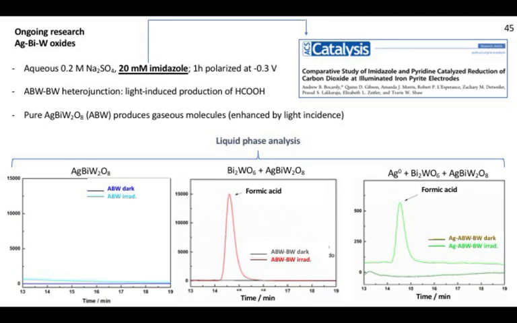So we synthesize the multiphasic compound, the material without the silver domains, and the pure phase ABW. And what we see is that when we evaluate the liquid phase after the electrolysis experiments, for the pure phase we don't see anything, but the compounds containing the heterojunction, bismuth tungstate, silver bismuth tungstate, we see formic acid production induced by light. So this indicates that these two samples undergo CO2 reduction reaction following the imidazole mediated mechanism.